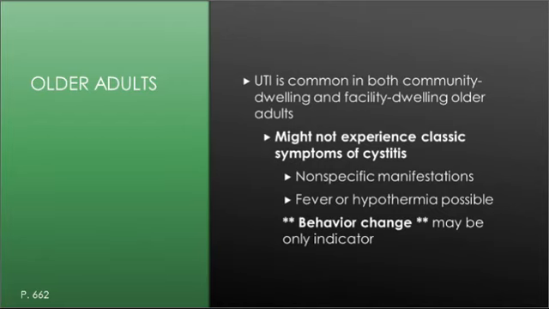Older adults, UTI is common in both community-dwelling and facility-dwelling older adults. They may not have the classic symptoms. They may just have a fever. They may have a low temperature, actually, of 96 or 97. The hugest thing you will see in older adults is behavior change. A lot of times they have absolutely no symptoms. They're just getting confused, which can be difficult if they have early dementia, but they may be more aggressive or lethargic. And the first thing you want to check is for a urinary tract infection.